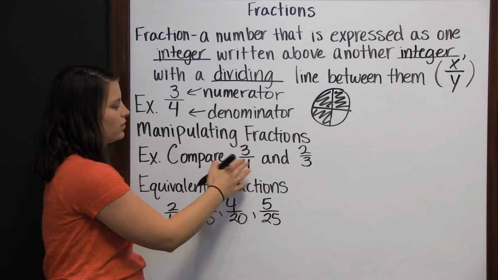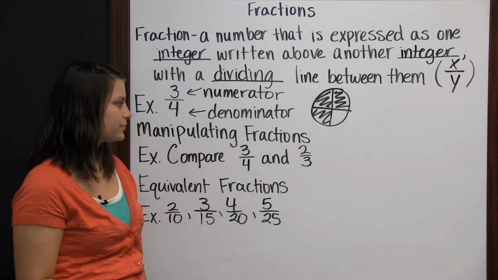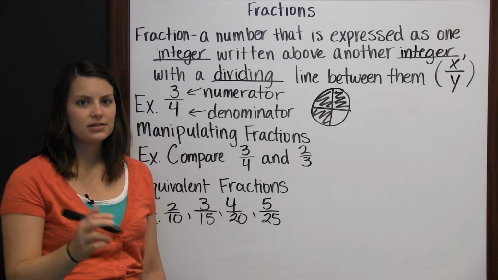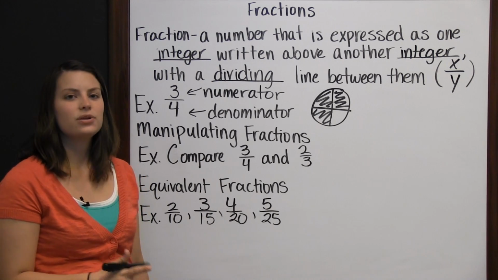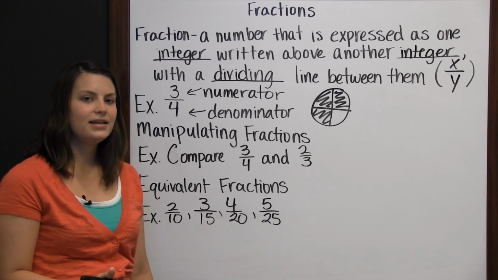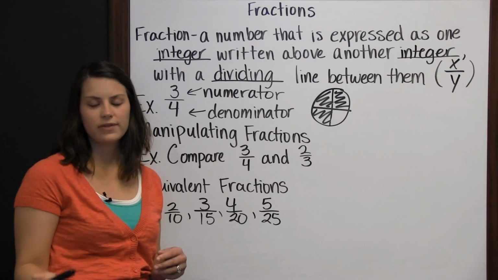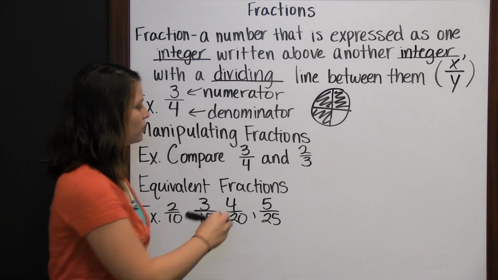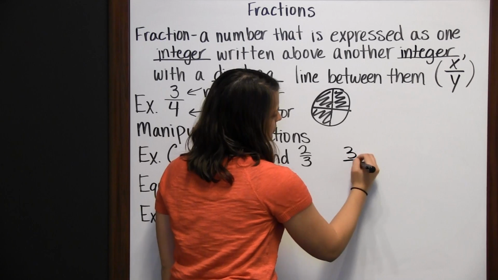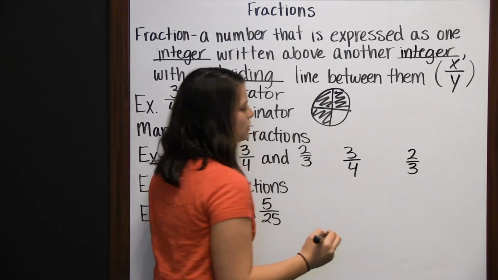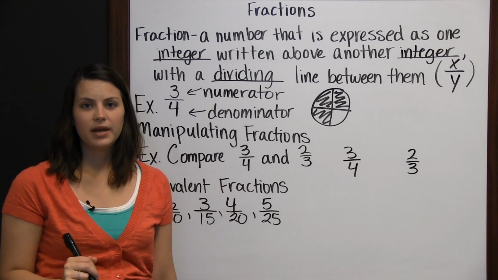If we were to compare 3/4 and 2/3, we would first need to find what's called a common denominator. Because in order to compare them, I need them to have the same denominator, so I can tell which one's bigger or if they're equal. So we'll take 3/4 and 2/3, and we're going to find a common denominator.